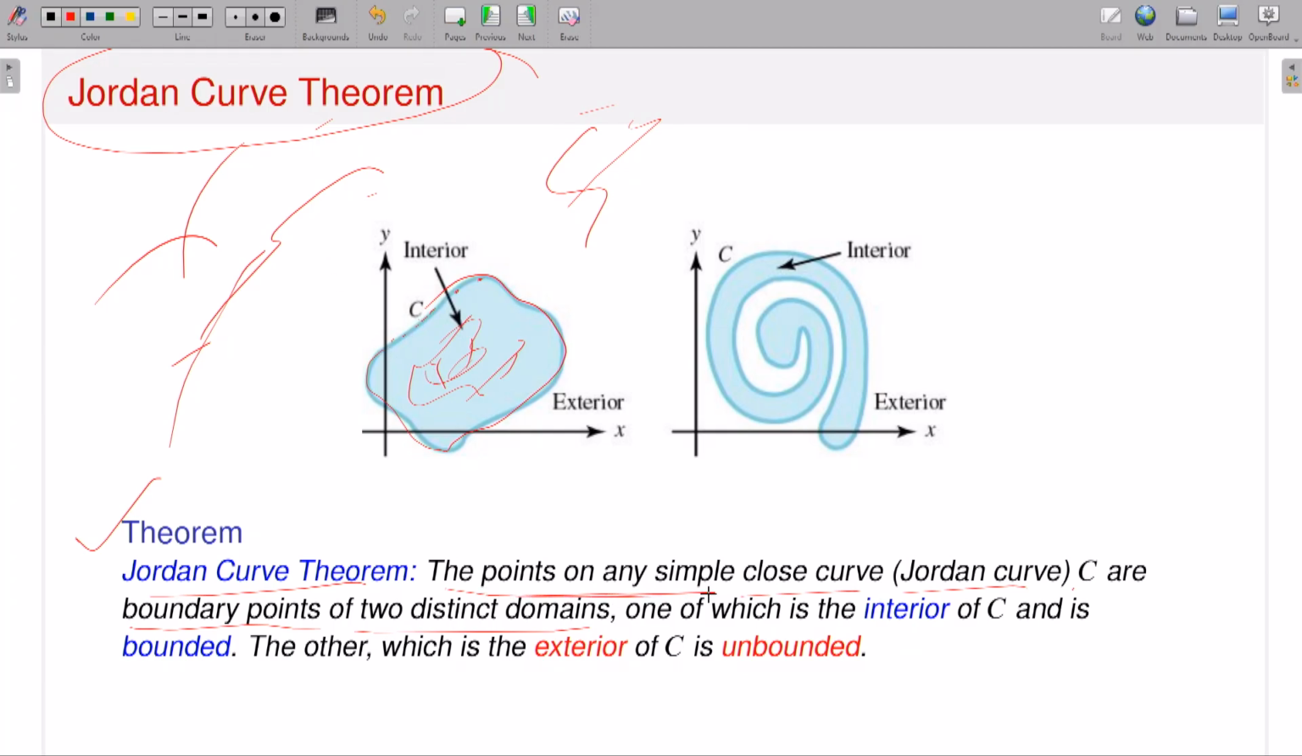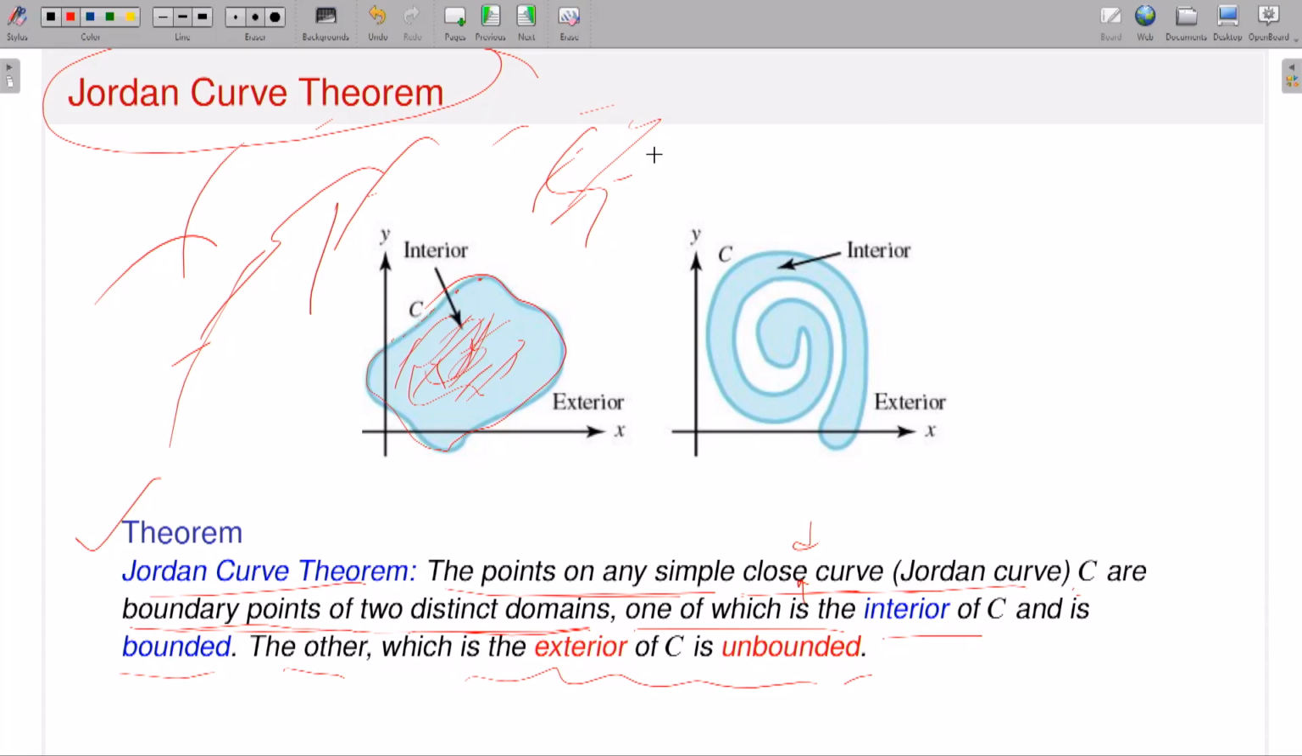So it says that the points on any simple closed curve C are boundary points of two distinct domains. This is the interior domain and this is the exterior domain, one of which is the interior of C, which is bounded, and the other is the exterior of C, which is unbounded. Therefore, any points on any simple closed curve or Jordan curve are boundary points of two distinct domains.